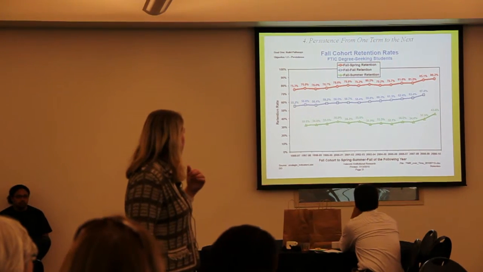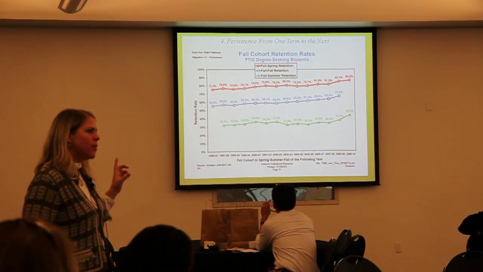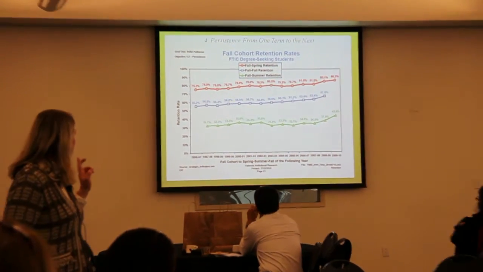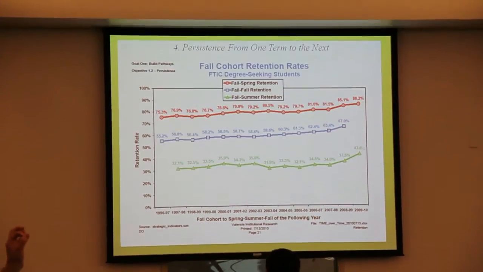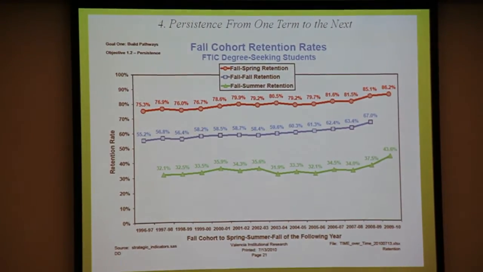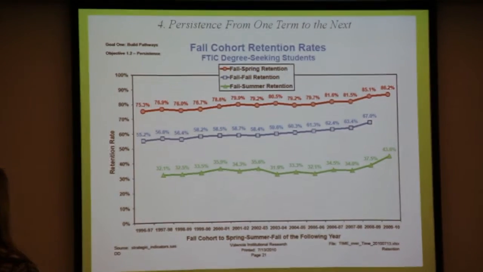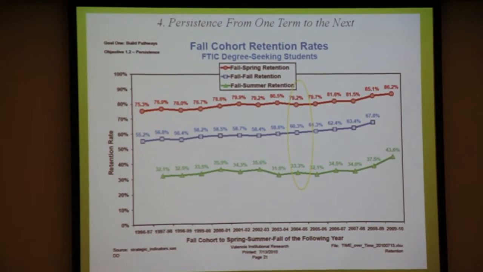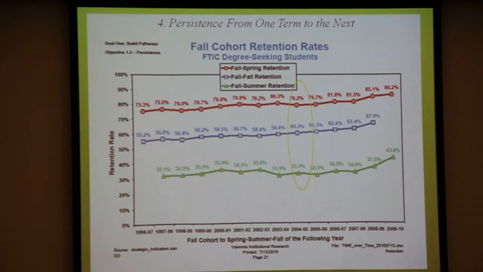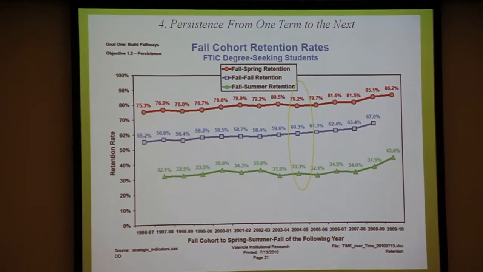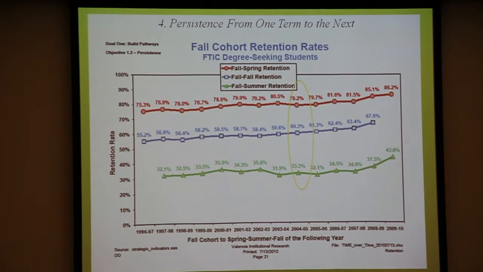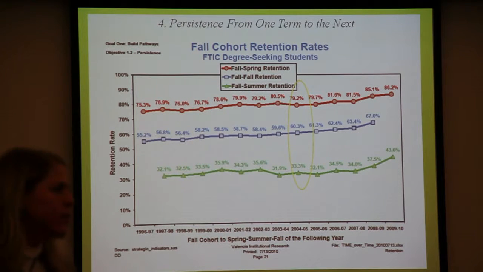This one is important because this is our fall to fall retention, our fall to spring retention, and our fall to summer. Now, here's something else. This is our benchmark number 4, persistence from one term to the next. And you can see again, when we started Achieving the Dream, this is what we were experiencing. We had about a 79% fall to spring retention, which is nothing to sneeze at. That is a fantastic retention or persistence rate for your students.